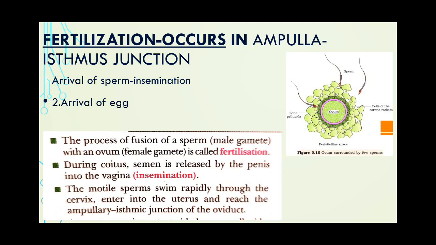Okay, now next one is the arrival of the egg. Here the egg is released from the ovary during ovulation, roughly in the middle of the menstrual cycle, and due to ciliary current it is passed to the oviduct through the infundibulum. So it reaches the ampulo-isthmus junction part and it stays there. Okay, so I hope this is clear. Now the motile sperm swim rapidly through the cervix, enter the uterus and then reach there. So this is the first process, arrival of the sperm.